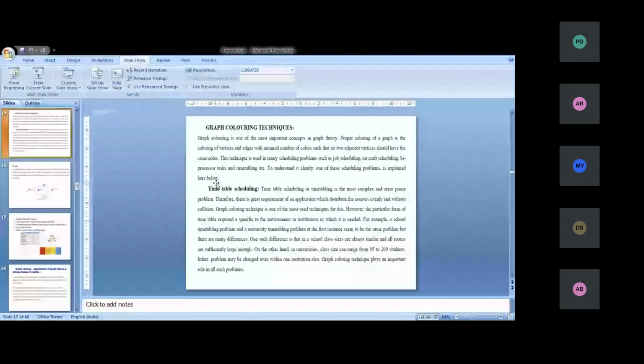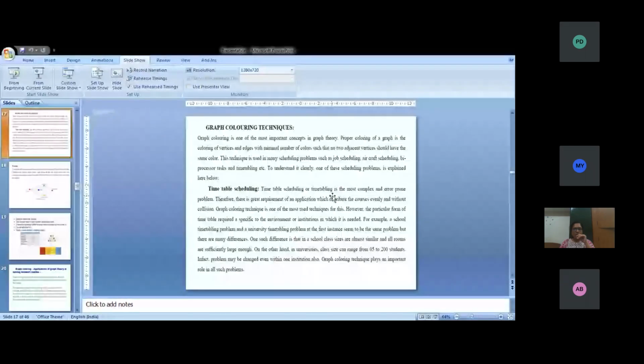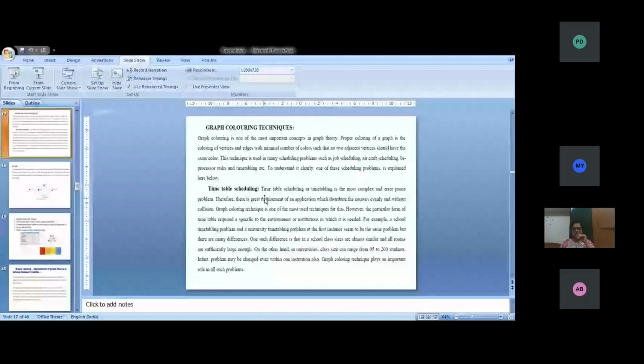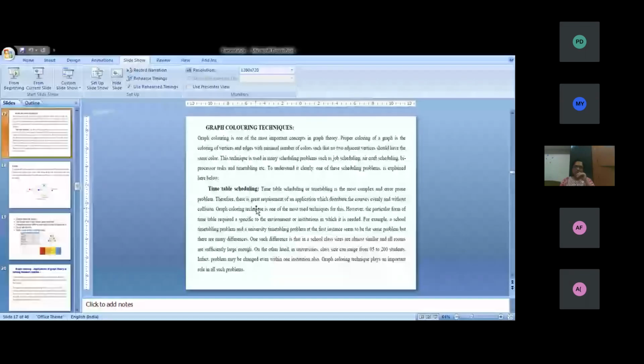process tasks and timetabling also. An example given is timetable scheduling, where timetabling is the most complex, error-prone problem. Many of us are assistant professors working in colleges, so we'll be using the timetable. We should not clash the hours. So it's a very big task for us to do this.